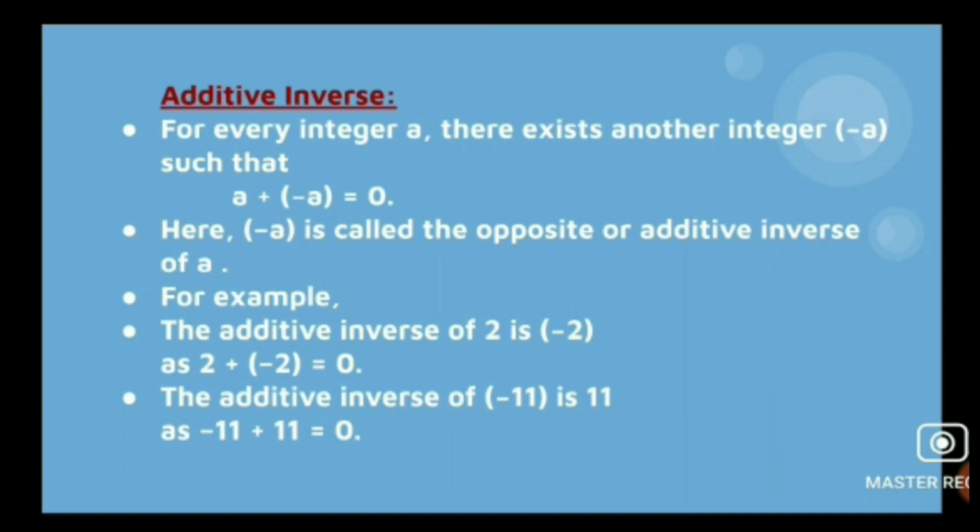See another example. The additive inverse of minus 11 is plus 11. If you add those two integers, you will get the result 0. So that's why here minus a is called the opposite or additive inverse of a. These are the properties of addition of integers and all the properties are satisfied under addition.